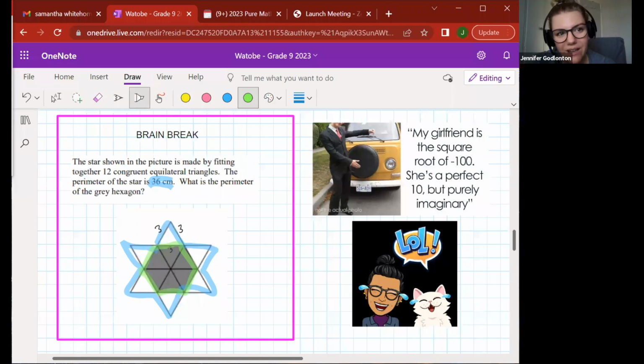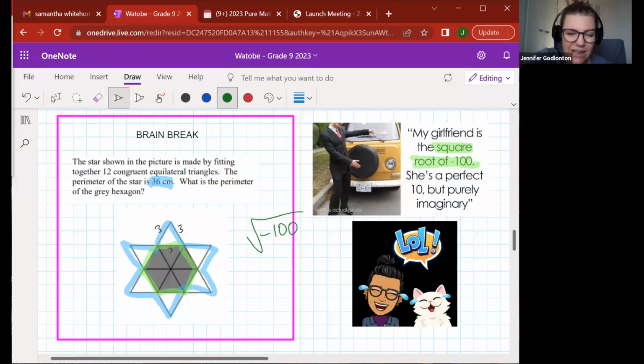And this joke over here, for those of you who don't get it, if you have the square root of a negative number, it's called a non-real number or an imaginary number. So in maths, we show it with like a little i. So if you ever see a number like this, so square root of negative 100, in maths, we would write that as a little i, as in it's imaginary. It's non-real. It doesn't exist. So if you have a boyfriend or a girlfriend who doesn't exist, you can still rate them. You can say that they are the square root of negative 100. And then people will never know.